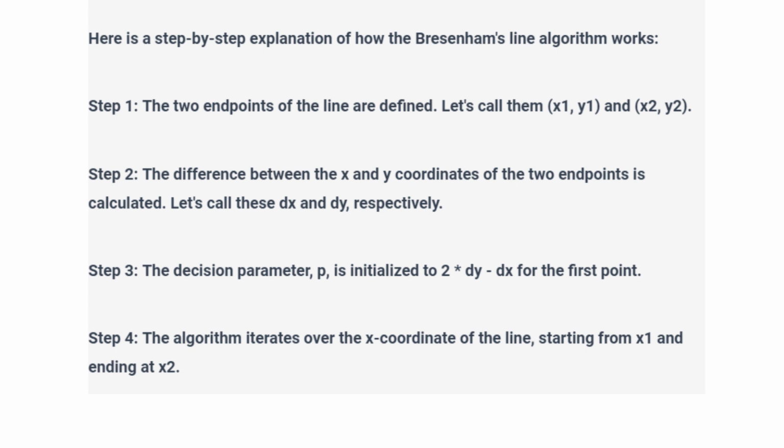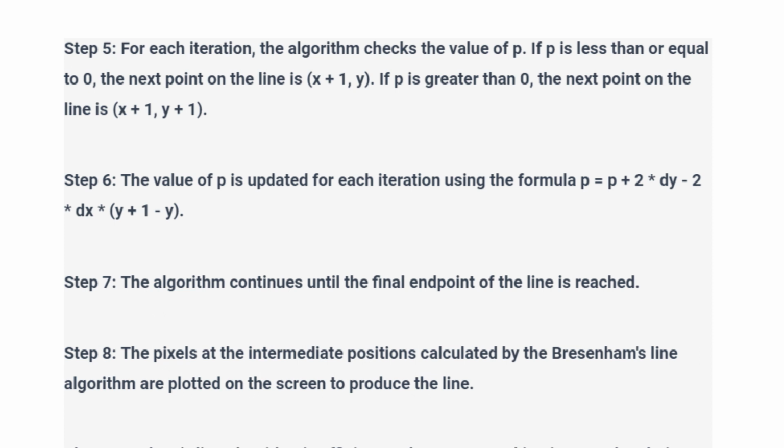Step 4. The algorithm iterates over the x-coordinate of the line, starting from x1 and ending at x2. Step 5. For each iteration, the algorithm checks the value of p. If p is less than or equal to 0, the next point on the line is (x + 1, y). If p is greater than 0, the next point on the line is (x + 1, y + 1). Step 6. The value of p is updated for each iteration using the formula p = p + 2 * dy - 2 * dx * (y + 1 - y).